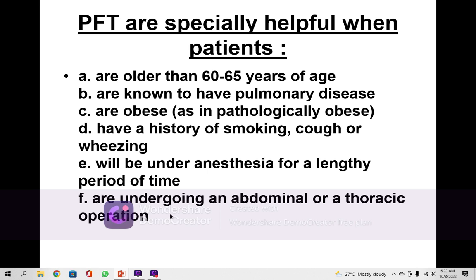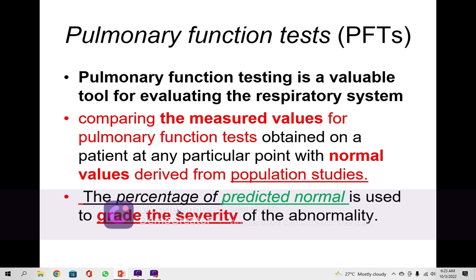Or undergoing abdominal or thoracic operation, where again the same thing happens, because the muscles are incised and reflexes originate. It is a discussion which I have done previously with the postgraduates, why it is affected. I am not doing it again, but they have an influence on the respiratory functions. Now here you go with the pulmonary function test.